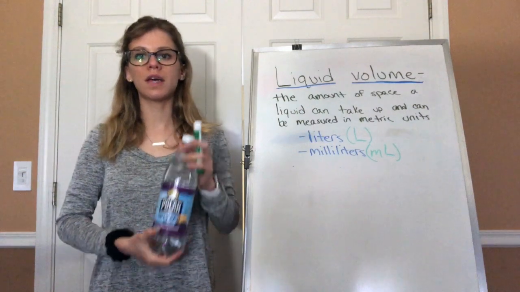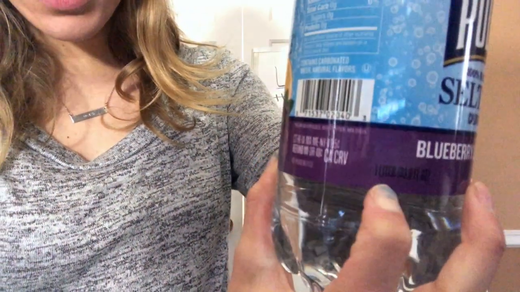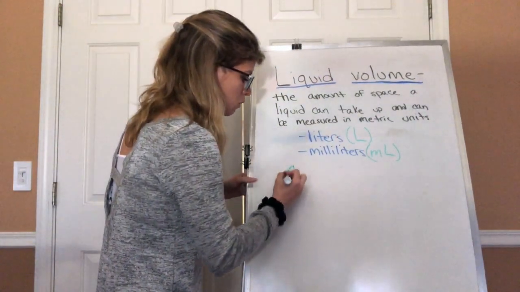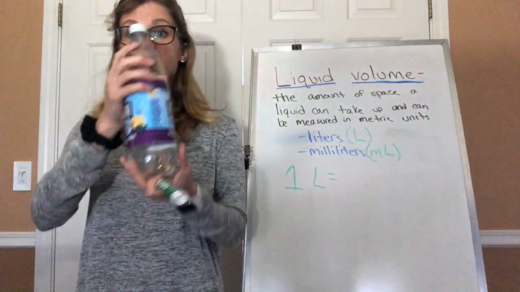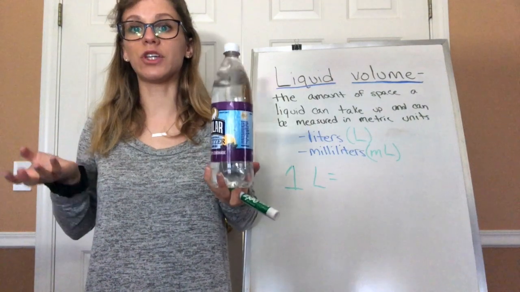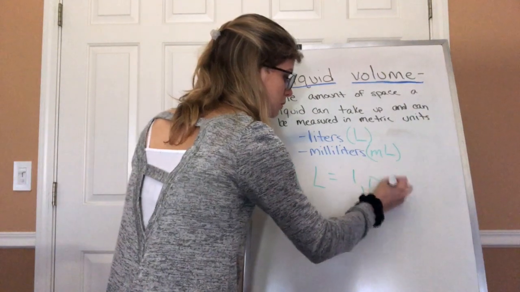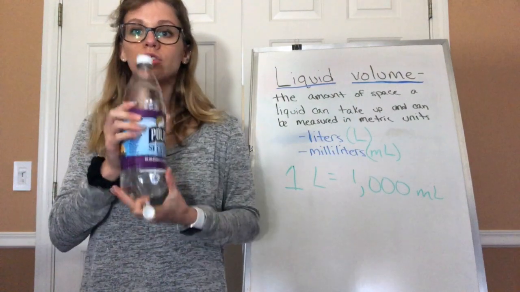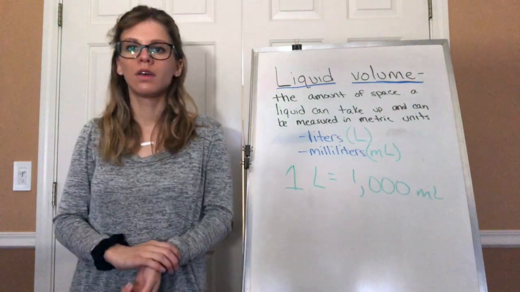So what the man said is that this is 1 liter. This seltzer is 1 liter. And in order to make this the same measurement as milliliters, it would take 1,000 milliliters to be equal to 1 liter. So that means that liters are bigger than milliliters.